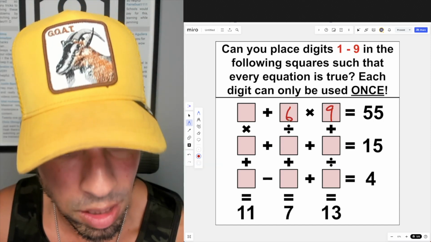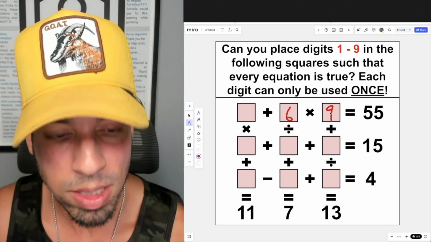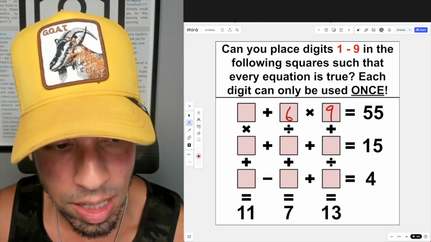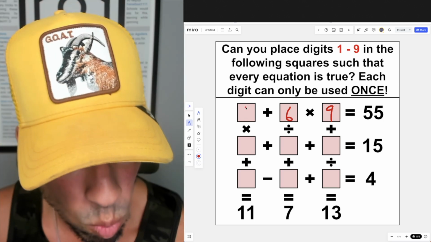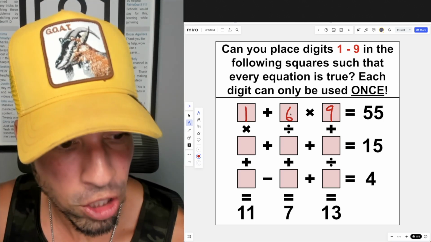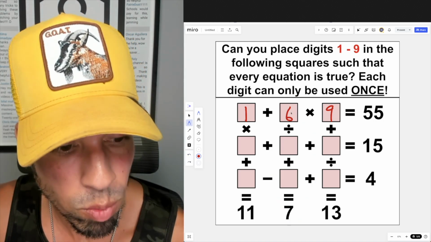Now again, I don't know if the 6 goes here, or the 9 goes here or there, but 6 times 9 makes a lot of sense. And if indeed it is 6 times 9, which is 54, we know this last spot has to be 1. So starting off in this position, I'm now going to look at this equation, okay? And we see that right off the bat, we have division.